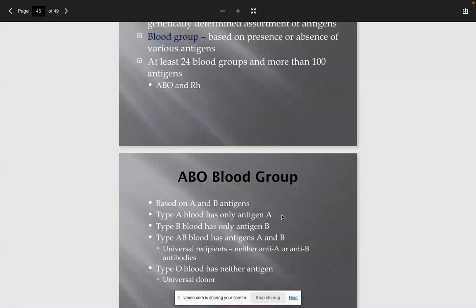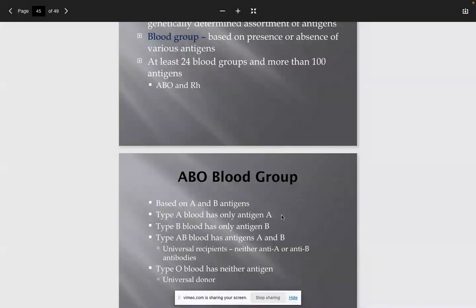depending on the presence or absence of the antigen on your red blood cell will determine what blood type you are. If you have antigen A, you're blood type A. If you have antigen B, you're blood type B. If you have neither antigen, then you're blood type O. You're the universal donor. You can donate to anybody.